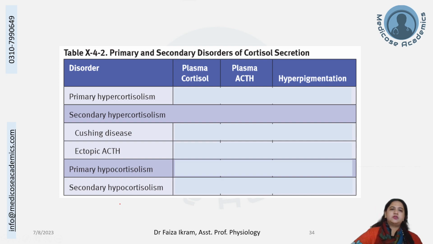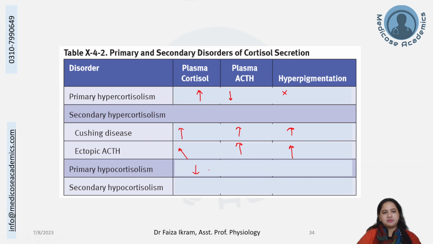What do you expect will happen to plasma cortisol, ACTH, and skin pigmentation in these diseases? Primary hypercortisolism. Yes, of course, plasma cortisol will be more. Negative feedback, so ACTH will be less. When ACTH is less, hyperpigmentation will not be there. Secondary hypercortisolism because of Cushing disease is caused by excessive ACTH, that will cause excessive cortisol. ACTH is more, so there will be hyperpigmentation. Again, ectopic ACTH is more, it will cause more cortisol, more pigmentation.